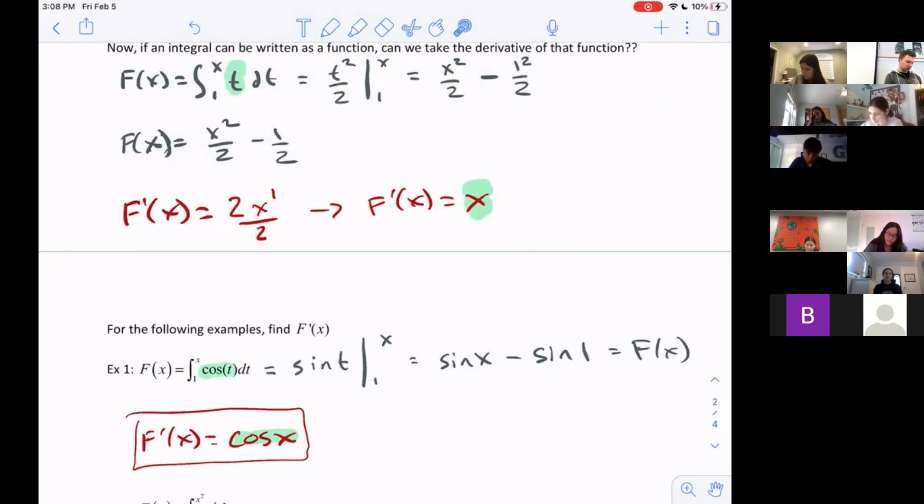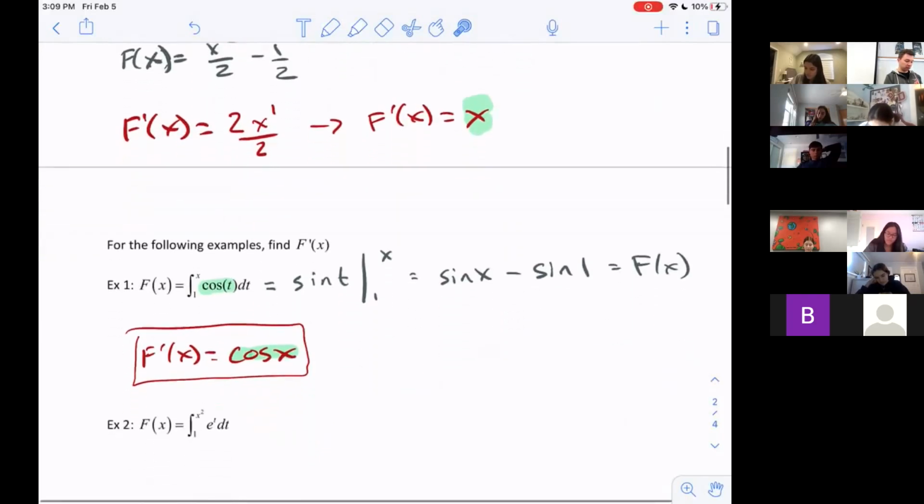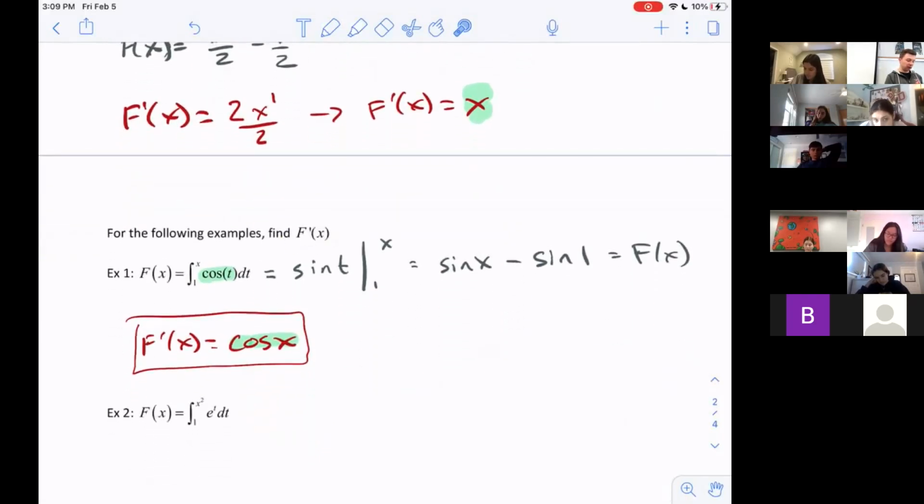What's happening is sort of like that x is falling into the spot where the t was. And it's not magic, it's what's happening here. That's why we're going through this process. If F of x is this integral, I can evaluate it and say F of x is also sine of x minus sine of 1. And then when I take that derivative, this piece goes away, and now it's in terms of x. What we needed was F prime of x.